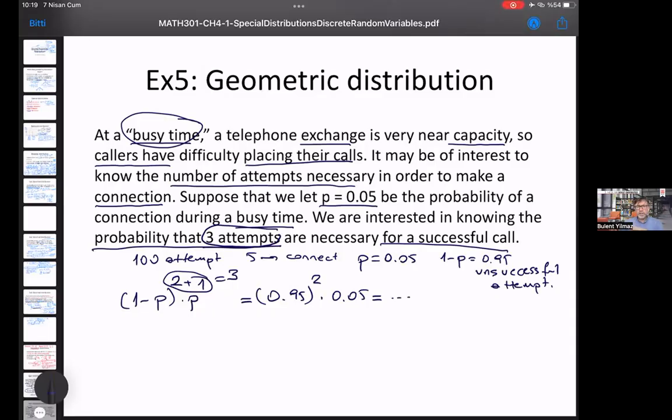So is this clear, right? Geometric distribution is easy, but you have to understand that it is a geometric distribution. That's the only trick in geometric distribution. Okay? Read the question, understand it's talking about geometric distribution, and then perform your calculations.